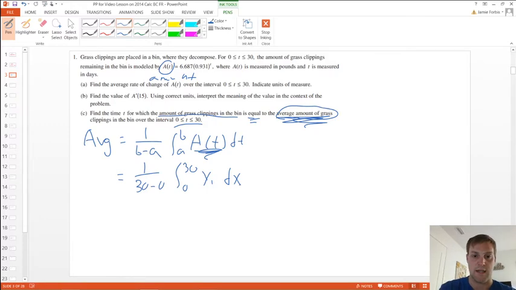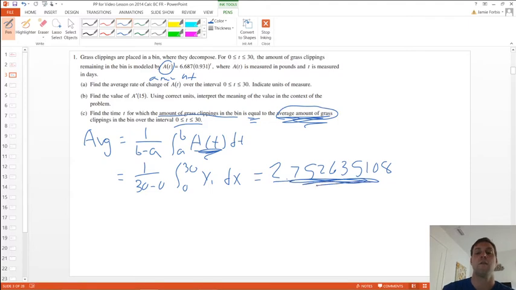And when I did that, I got 2.7526351108. I just wrote out the whole thing. So this is my average amount of grass between the 0 to 30 days. That's my average amount of value in there. Now I'm trying to figure out when exactly my amount of grass is equal to that.